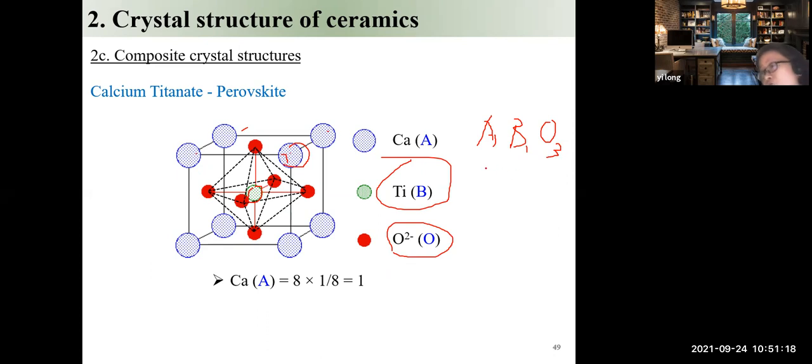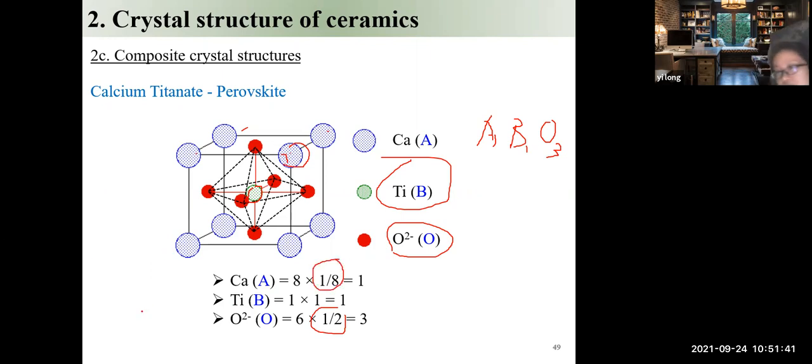That's why the chemical formula of this perovskite is ABO3, right? Calcium, titanium, oxygen 3. So calcium A, 8 times 1 out of 8 equals 1. Titanium B is 1. And oxygen, because it's a face, is 1/2 each. Corner is 1 out of 8. So A, B, O3. That is the same.